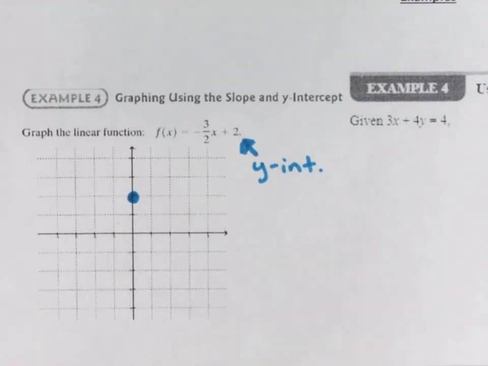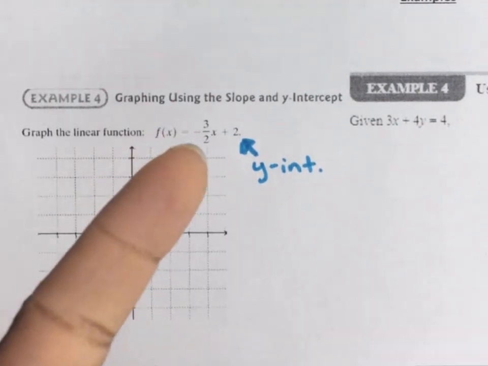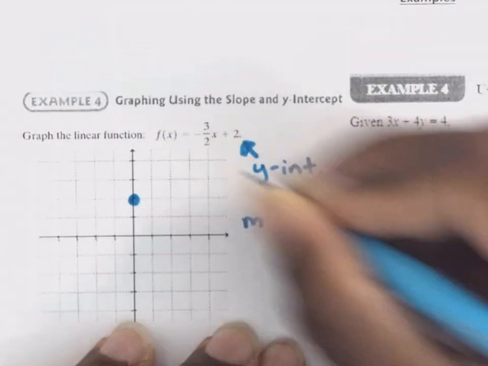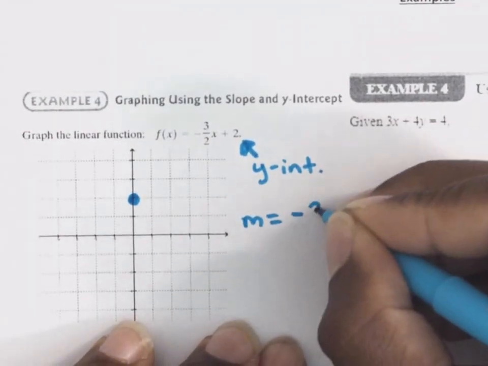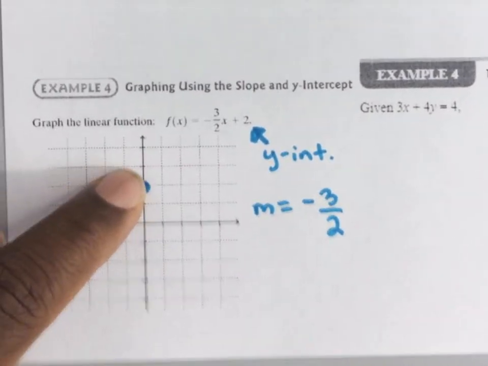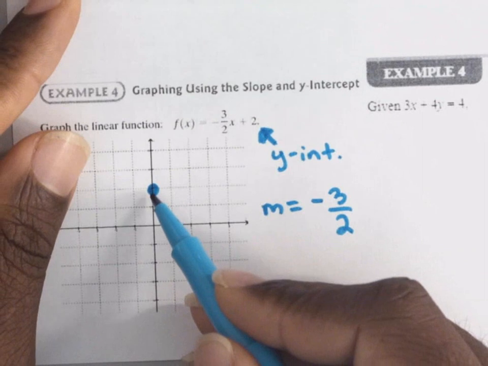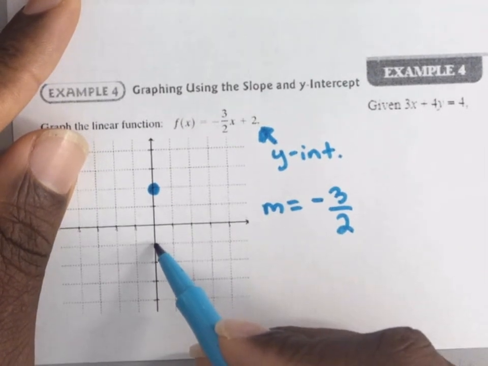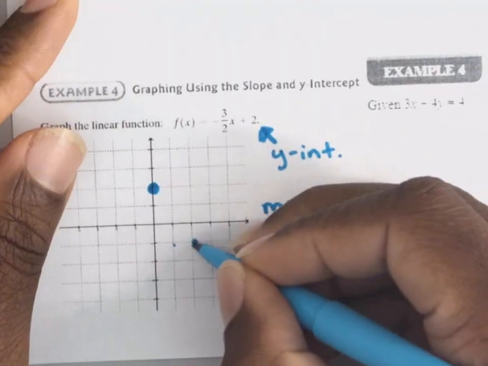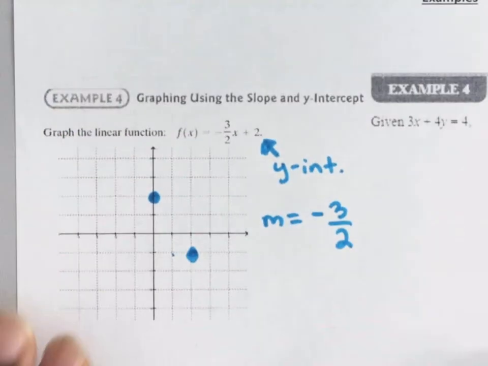Go down 3 over 2. Down 3 over 2. Perfect. You got that from the slope, right? So that's the number that's in front of x. Negative 3 over 2. So that tells me how to move from this point. I go down 1, 2, 3, and then I go positively right 1, 2, and I get my second point here.